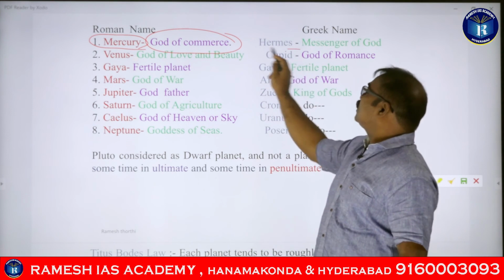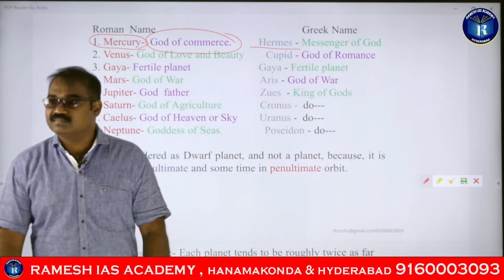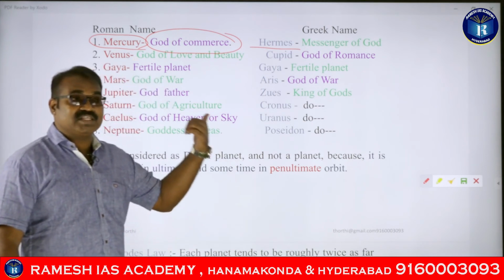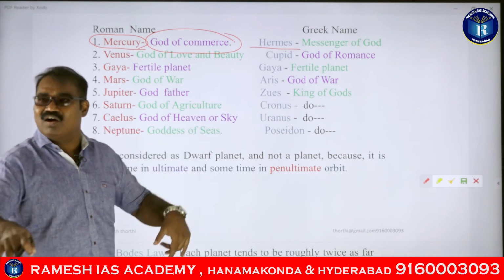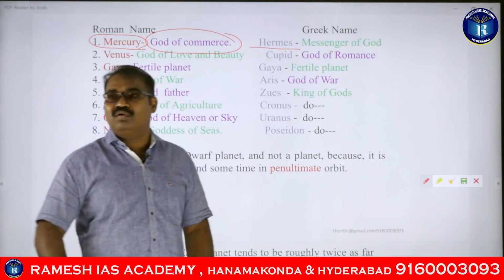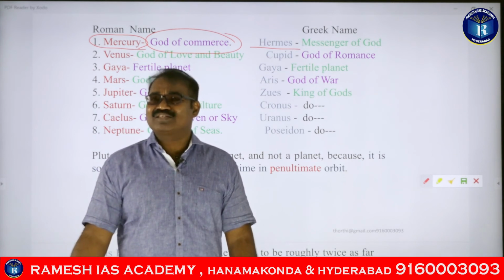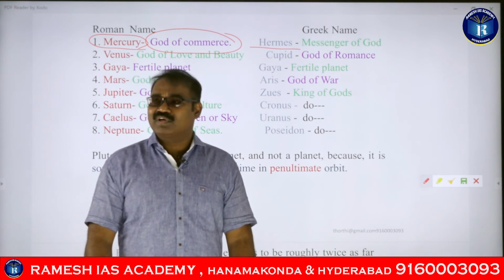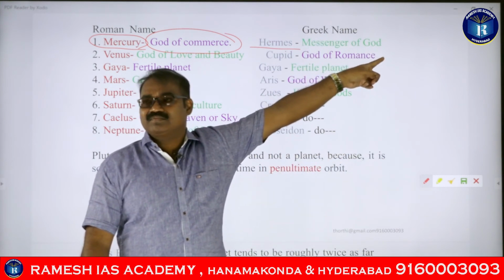And the Greeks call it Hermes. Hermes is nothing but the messenger of the gods. So what do the Greek people say? When he is the god, what is necessary for the god to move? They will have lots of messengers who can do the work for the god. That is the reason the Greeks call it Hermes.